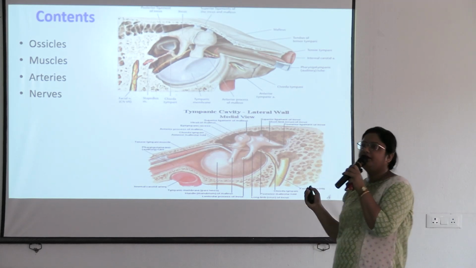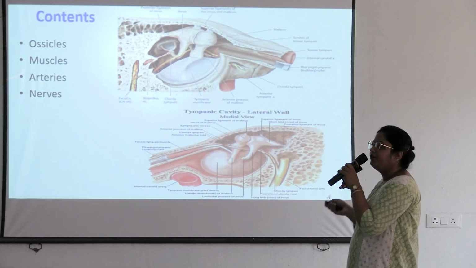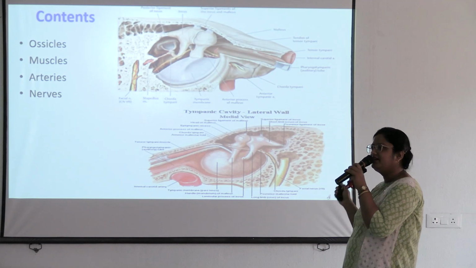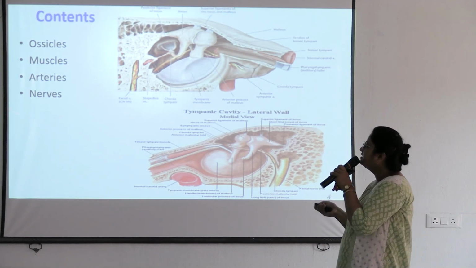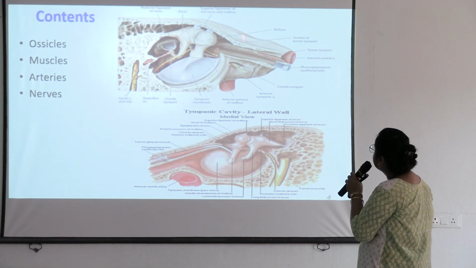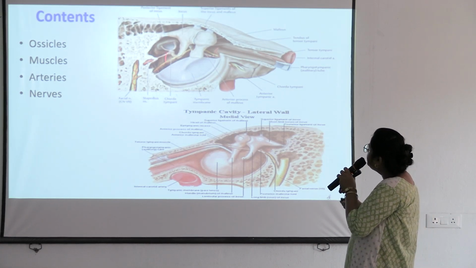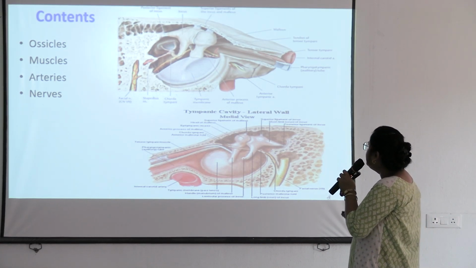Next we are going to the contents of the middle ear. Contents are ear ossicles. Three ear ossicles are there, malleus, incus and stapes. Muscles, arteries and nerves. Okay, you can see this malleus, incus and stapes. These are the ear ossicles.